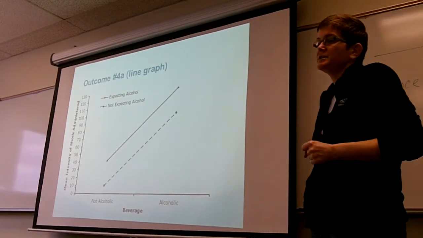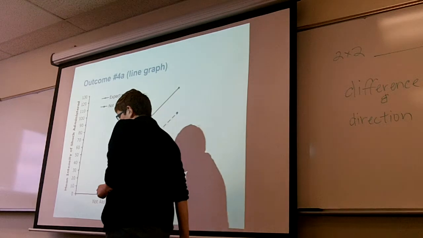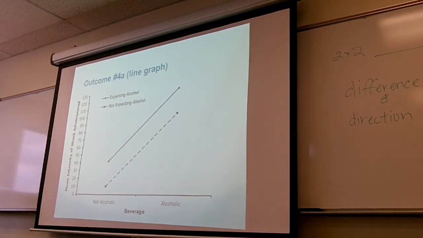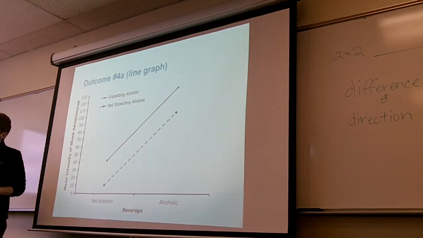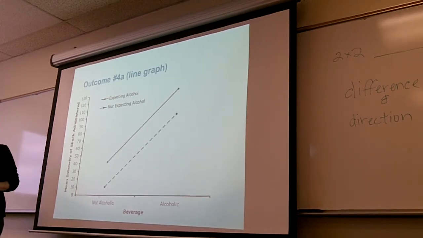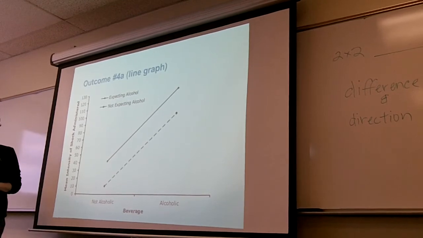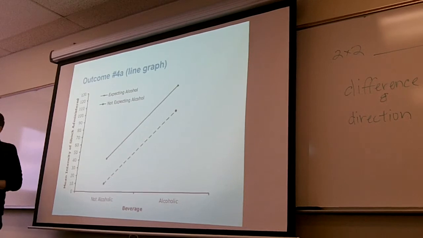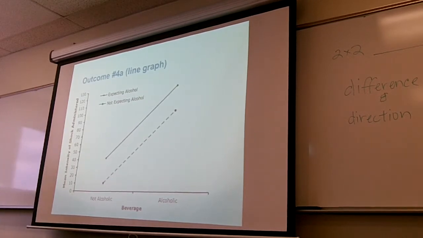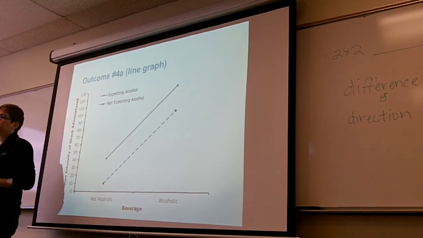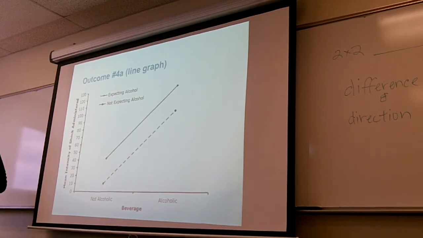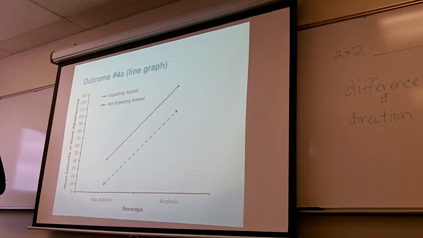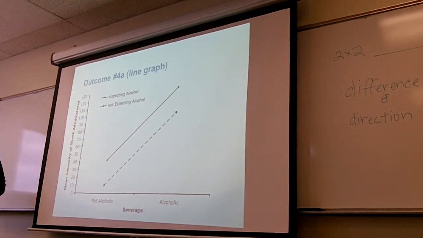Okay, what about expectation? Do we have a potential main effect of expectation? Yes. Okay, how do you know? The distance between the lines. Because the lines aren't right on top of each other. There's some distance between them. Okay, so what's the main effect of expectation then? There's a possible main effect of expectation such that who shocked more than who? People who were expecting alcohol shocked others significantly more than people who were not expecting alcohol.